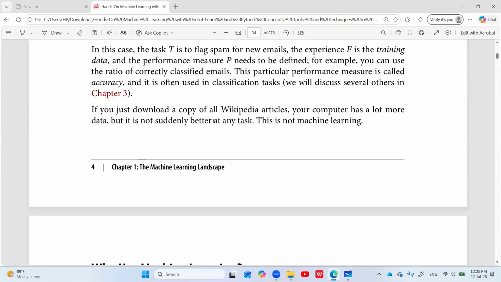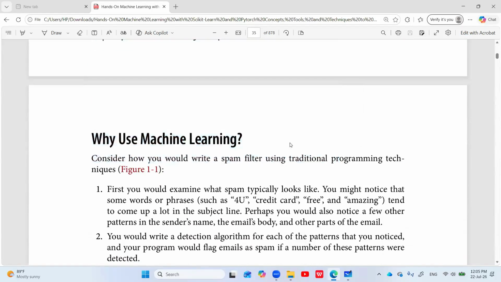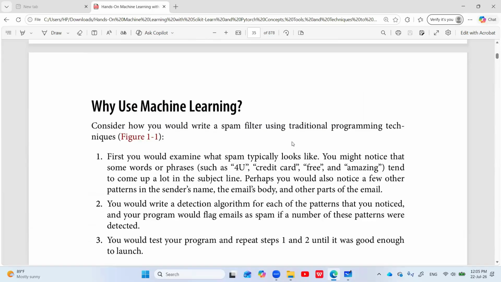Right. If you just download a copy of Wikipedia articles, your computer has a lot more data, but it is not suddenly better at any task. If you download articles, that means you have data. Even though you have data, you have not assigned a task, right? It is not suddenly better at any task. This is not machine learning. Okay. Then we'll move on.